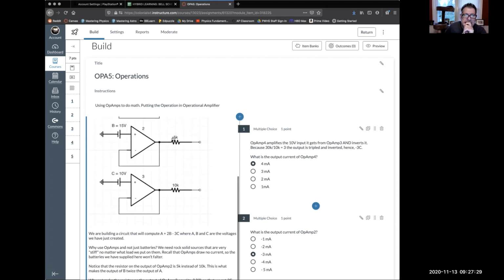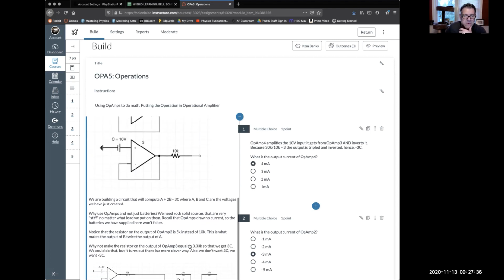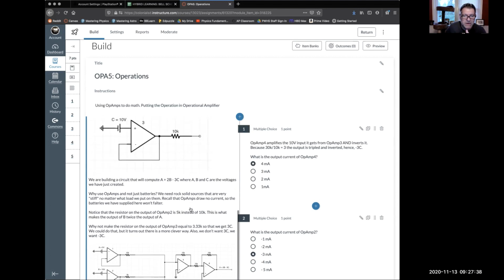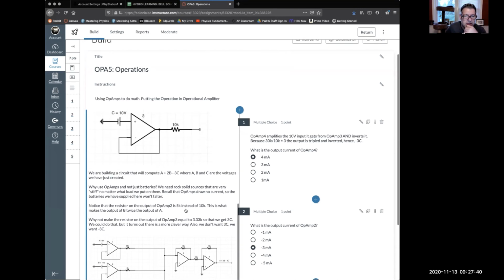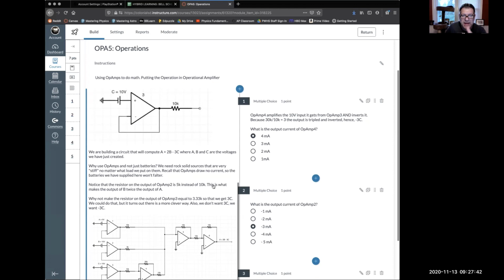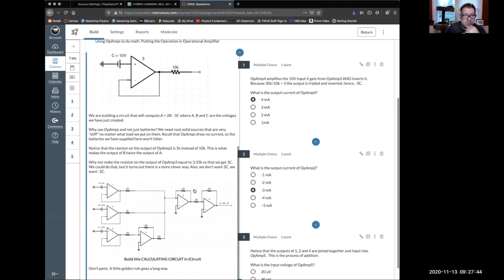So I've already got my 2B, but I don't have my 3C. I'm going to do that in a more clever sort of way. So why not use batteries? These are stiff no matter what load we put on them. The resistor of output to 5K instead of 10. That's what makes it twice. So I just mentioned that.